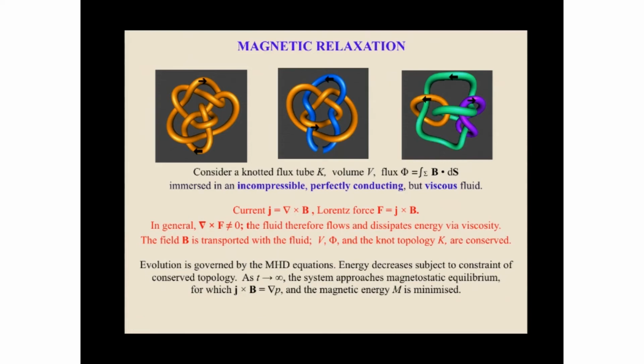So the evolution is governed by the MHD equations, including this one here, and also the equation of motion, which is Navier-Stokes. The energy decreases subject to the constraint of conserved topology. As t tends to infinity, the system approaches equilibrium, for which J cross B is grad P. In other words, this Lorentz force is balanced by pressure in the final state. So although the curl of the Lorentz force is non-zero initially, it's got to become 0 ultimately. The magnetic energy at this stage is minimized.